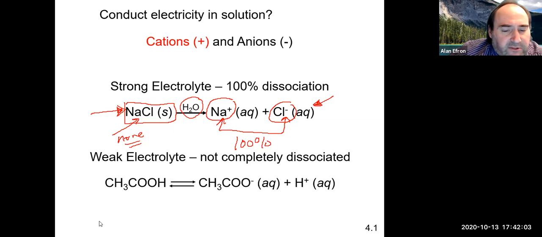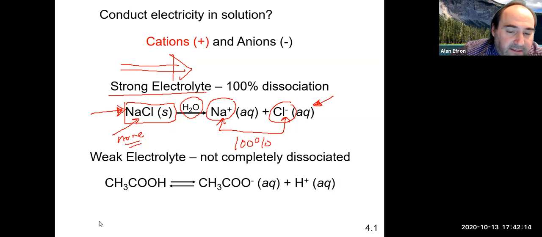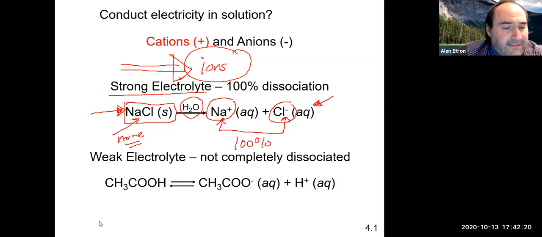So you can think of a strong electrolyte, and you'll see it again in 200B when you talk about strong acids and strong bases. It's kind of a one-way street. 100% everybody is heading to the product side, and on the product side are all of our ions there in the solution. And that's what's allowing it to conduct electricity really well.